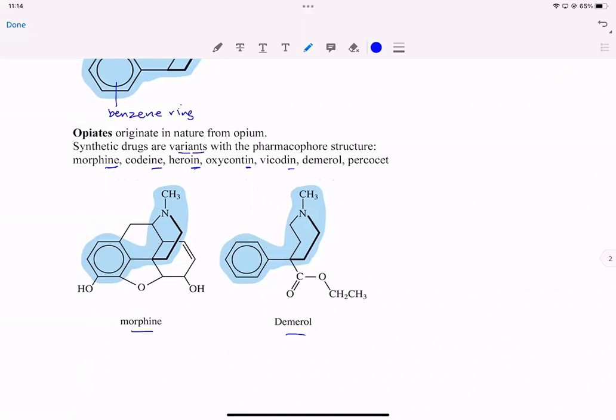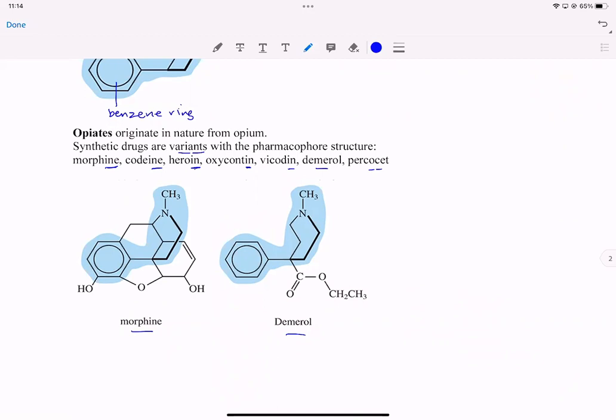OxyContin, Vicodin. These structures have this pharmacophore, and they also are tweaked. They're slightly different so that they're allowed to have different drug names. And they are not exactly the same as far as the atoms, but they have the same base structure, so they initiate the same reactions. Okay, so these are the trade names, Demerol and Percocet. So they probably do have the amine in there, but they have the unofficial, the official trade names.